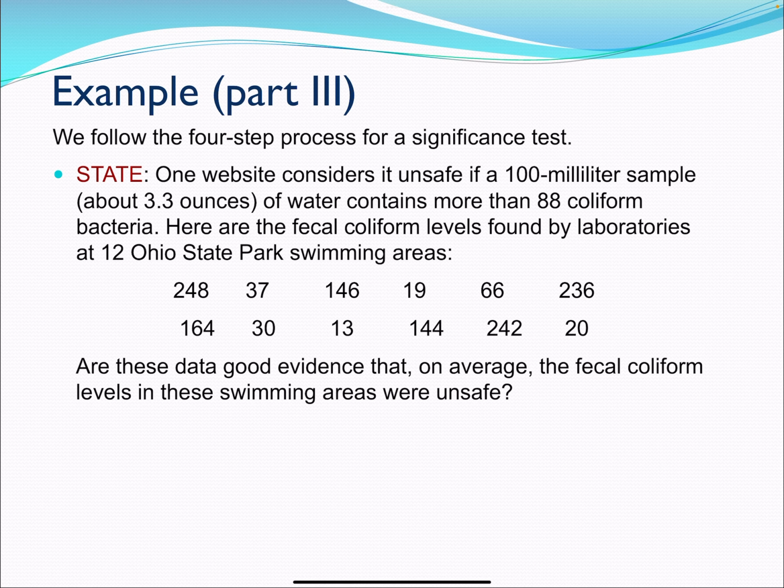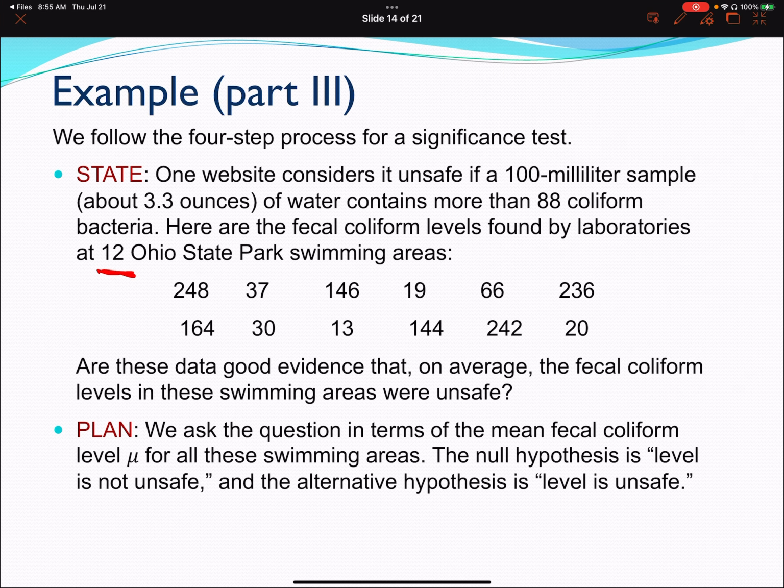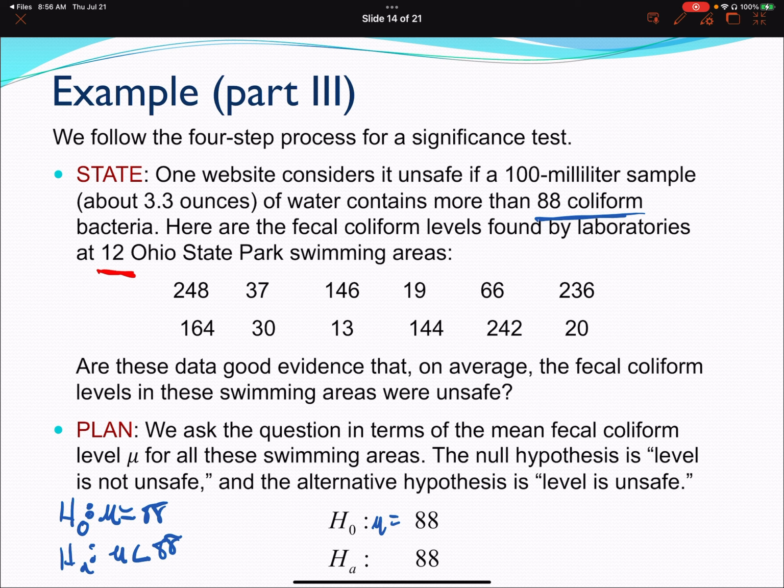For that, we're going to have to set up a t-test. Because our sample is less than 30, we can't use a normal distribution. That's one of the main reasons you're going to use a t-test. We asked the question in terms of the mean mu levels for all these areas. So our null hypothesis is that the level is not unsafe, that there's no difference: mu equals 88. And our alternate hypothesis is that the level is unsafe. Sorry, mu is greater than 88, right? Greater than would make it unsafe.